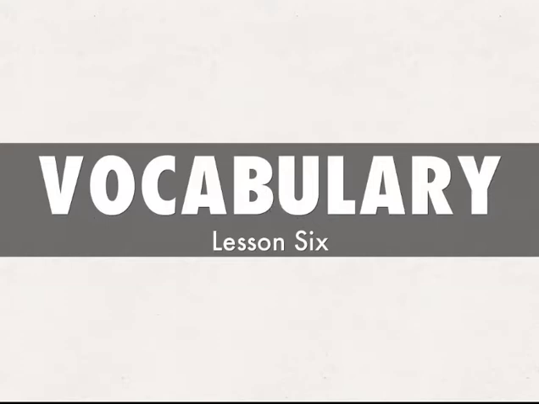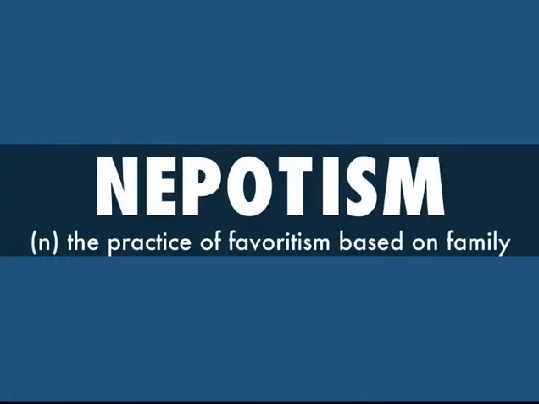All right, our first word is nepotism, which has a negative connotation, which is why I put it in blue. Nepotism is a noun. Words ending in -ism are always nouns. And nepotism is the practice of favoritism based on family. So let me give you an example.